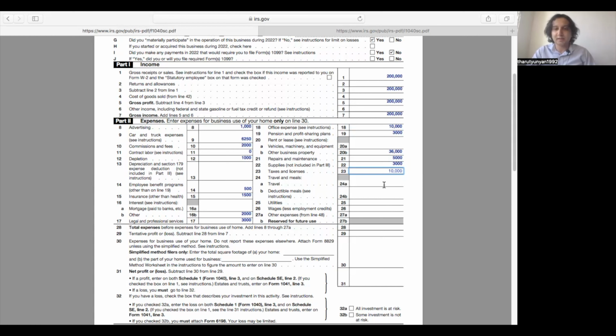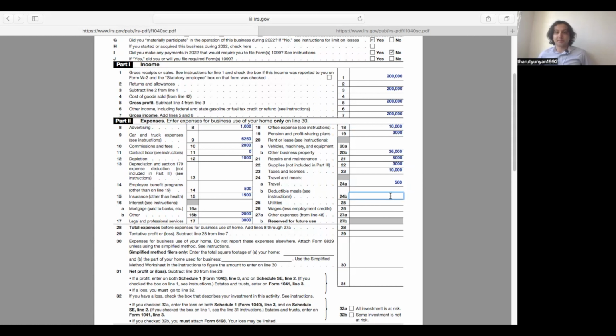Travel and meals. Important to know, when you're traveling for your business, you can generally deduct expenses. Now, car expenses are already deducted here, but if you're taking Uber, you can deduct it here, right? Also, if you're staying in a hotel for a business purpose, it can be deducted here, right? So let's say $500.